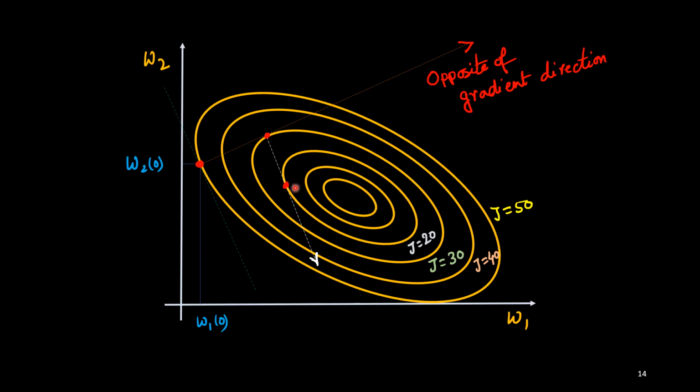From here again, we'll move along the opposite of the gradient like this. Again, we have to go up to a certain point where it will touch one contour. So probably it could be here. Though it is not shown here, I can expect that the point could be here, like this. So you see, we have got certain points, the steps.